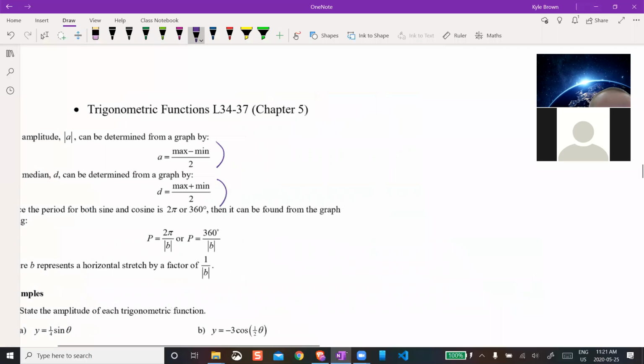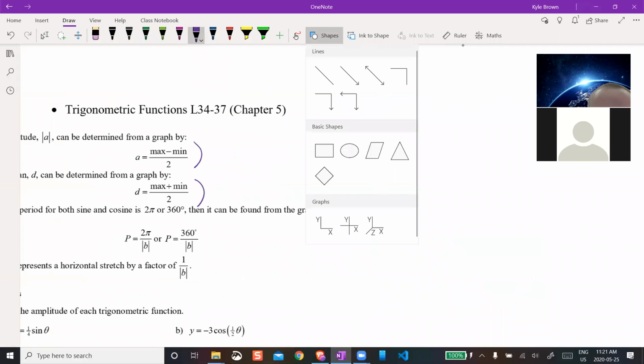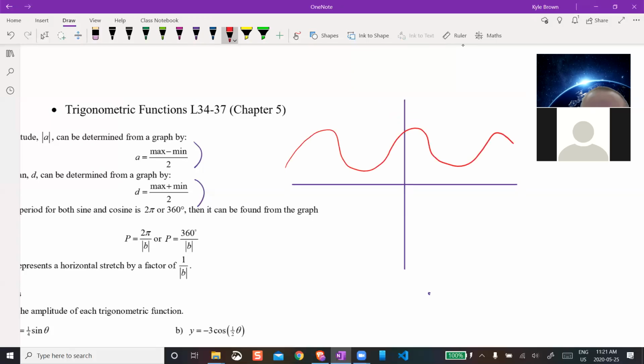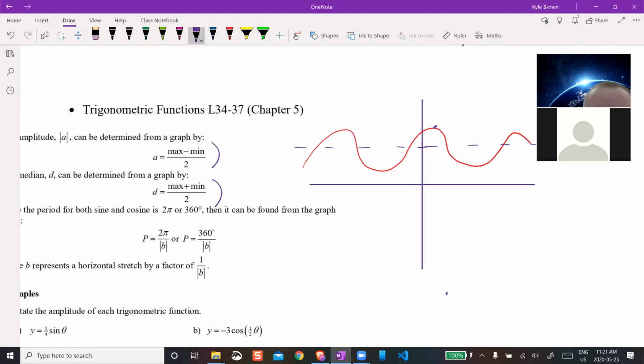So in this case here, I'm going to make a little graph. Okay, so if we have this graph and let's say we had it up here. That was terrible, but anyway. Now, our median would be the number that this graph is centered around, right? So the median is how high up the center of this graph is. Okay, so that's our middle number between our max and our min.